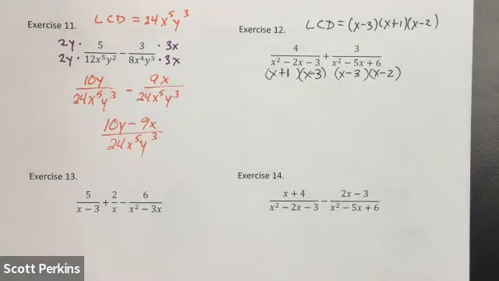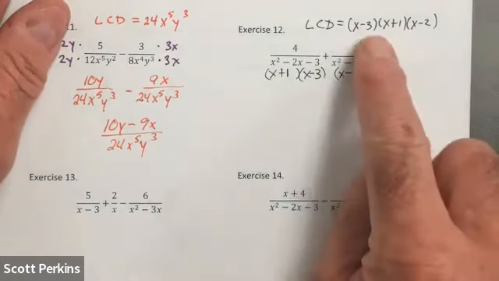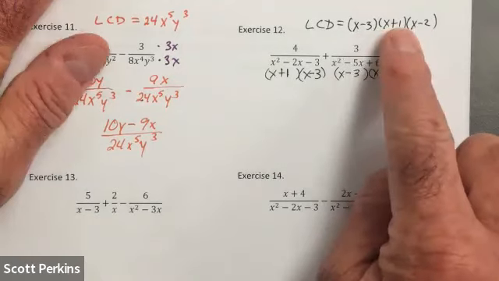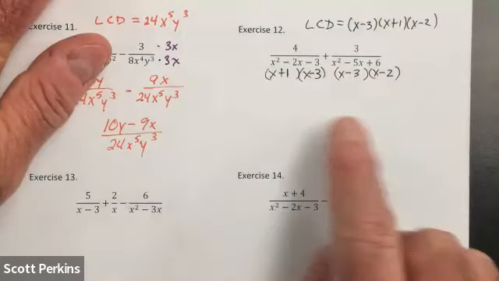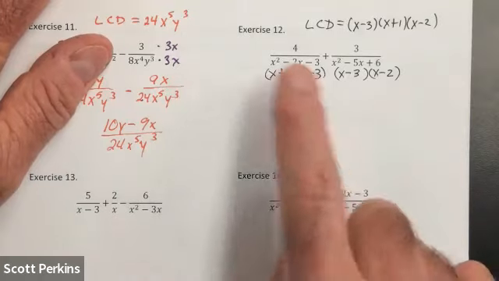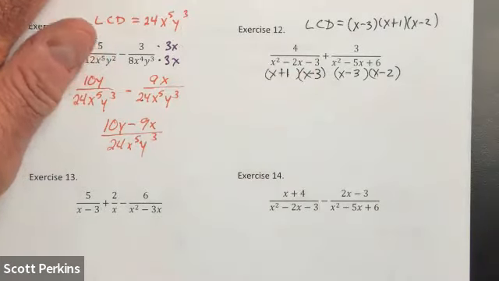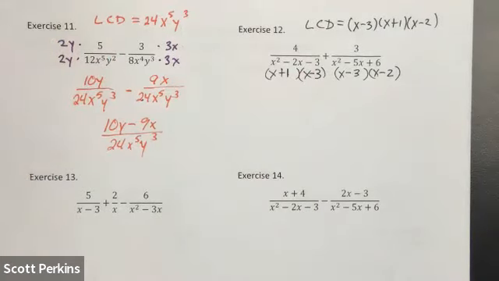Okay, now what you're going to do is just what we did before. You're going to take those 3 factors, that's your common denominator. You're going to write it once for each fraction. And then you're going to figure out what's missing from each fraction, and then add up the like terms. You're almost done with the problem.